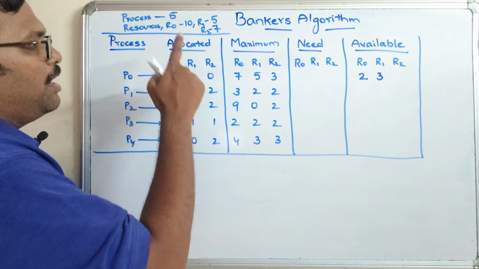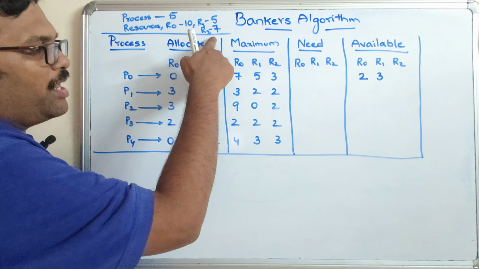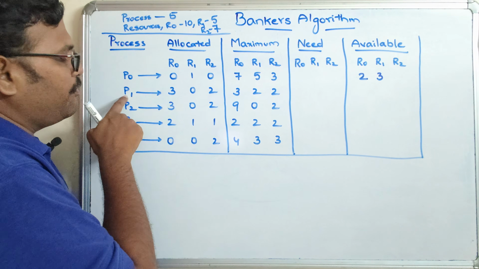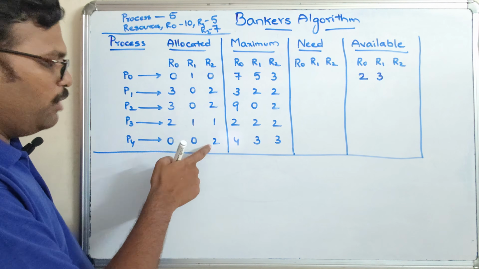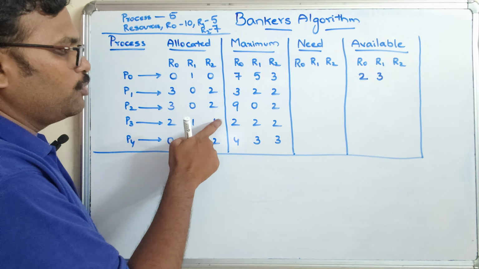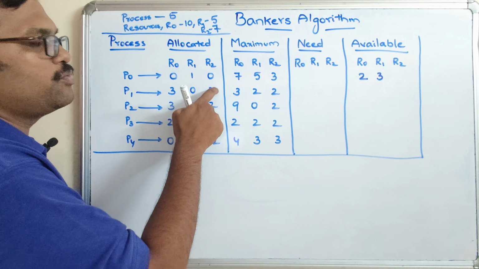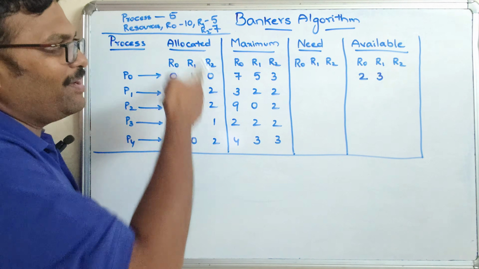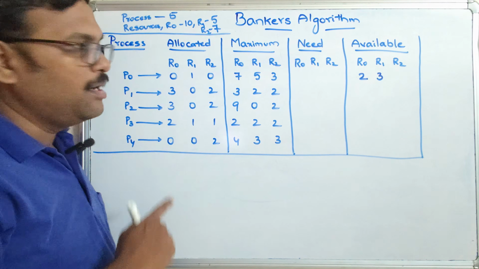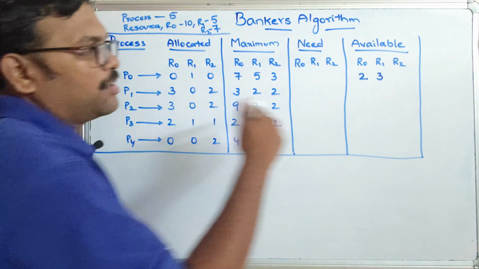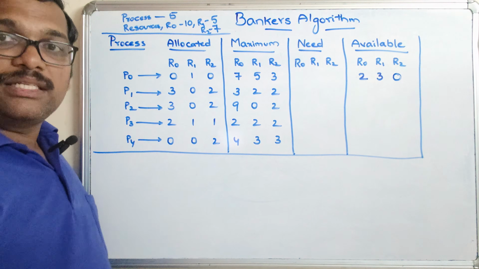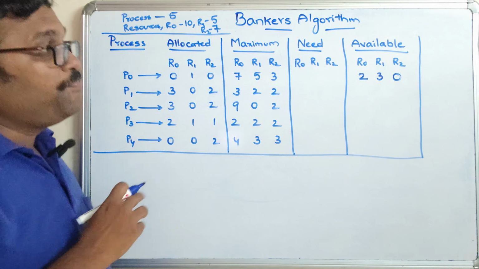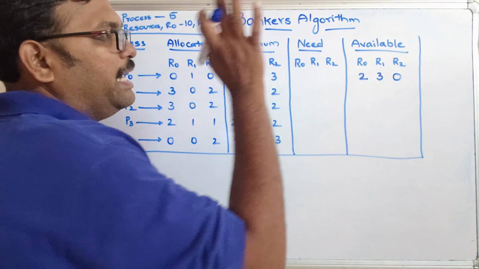And similarly, R2, total resources are 7 and 2 allocated for P1, 2 allocated for P2, 1 allocated for P3 and 2 allocated for P4. So total 2 plus 1, 3 plus 2, 5 plus 2, 7. So all the 7 resources have been allocated to different processes for R2. So available are 0. Now what we have to do? We required the need.